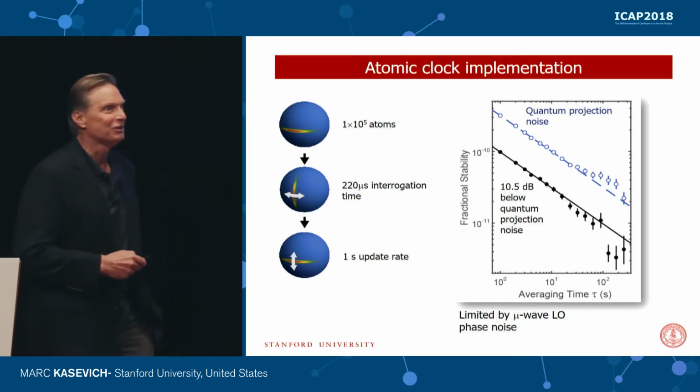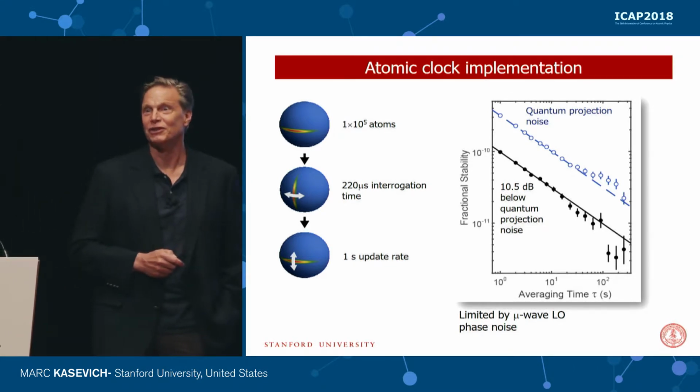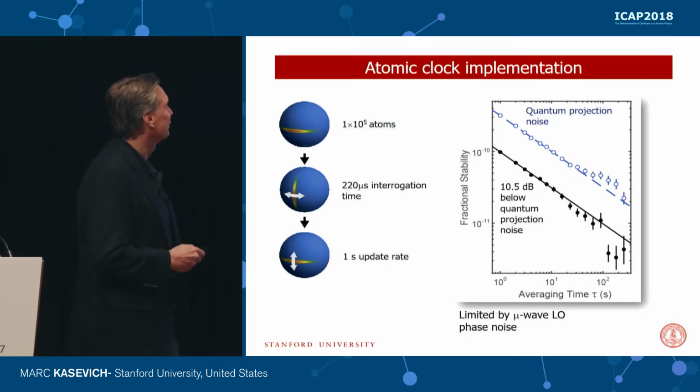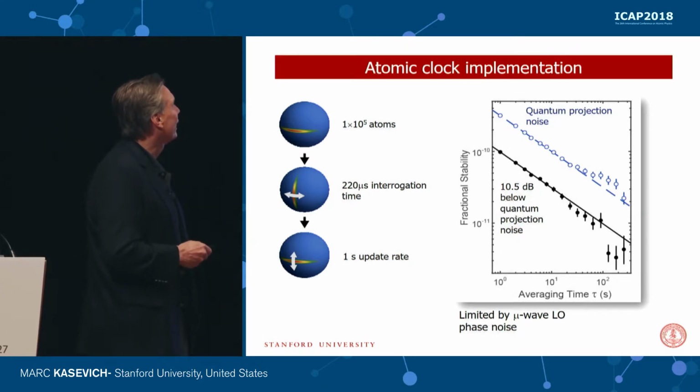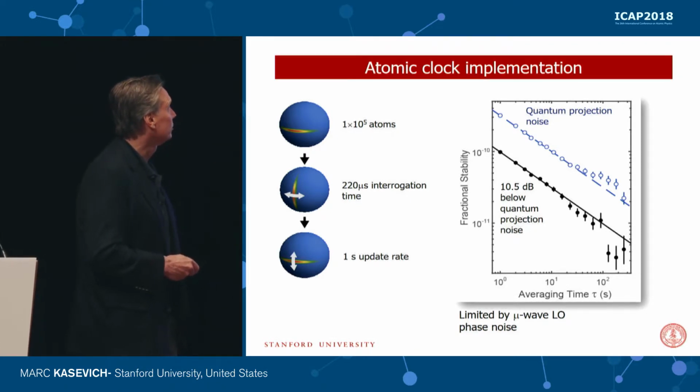A common thing to do in the clock community is to measure the Allan variance associated with the clock. And so this is such a graph. This is the averaging time for the clock output in seconds, and this is the fractional frequency stability. In no way is this a record-setting clock, but it does show that using such squeezed states, one can improve clock performance. This is uncorrelated inputs, and then this is with the squeezing protocol.